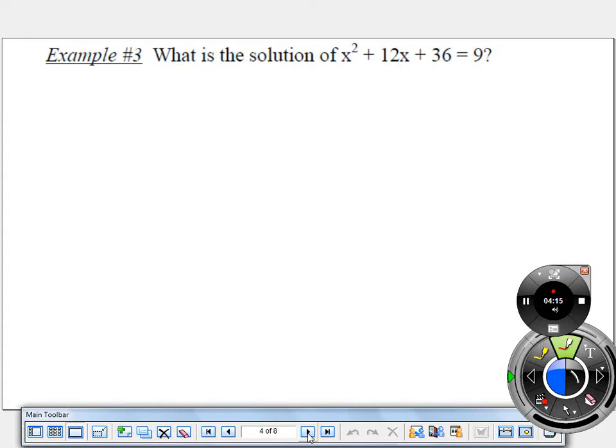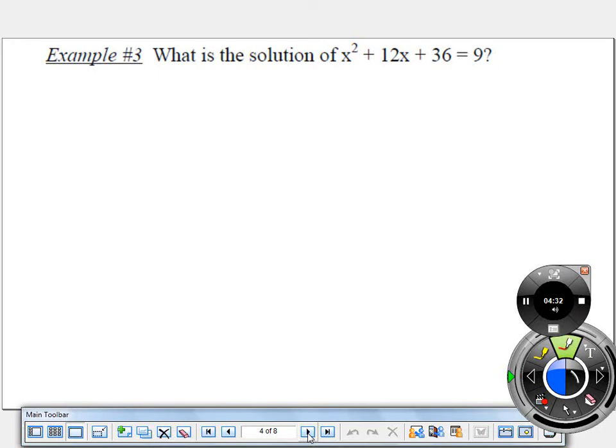All right. So here's a problem where it's not just x squared. It does have x squared and it has x. Which means if we were going to solve this by factoring, we would actually subtract 9 from both sides, set it equal to 0, and finish that. Okay? But I'm just going to give you guys a little bit of a different perspective.